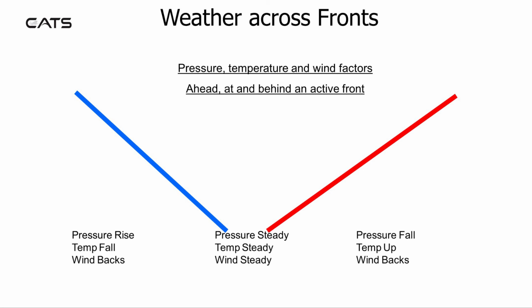At the surface positions of the fronts, in the northern hemisphere, the wind will veer and there'll be low pressure.